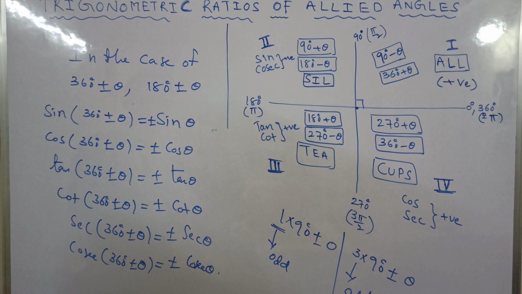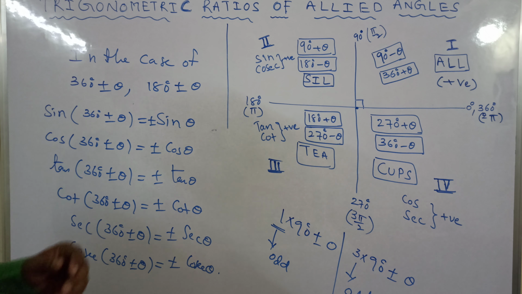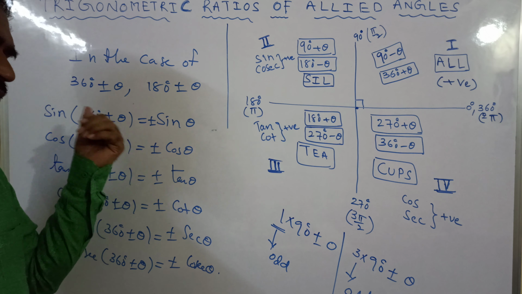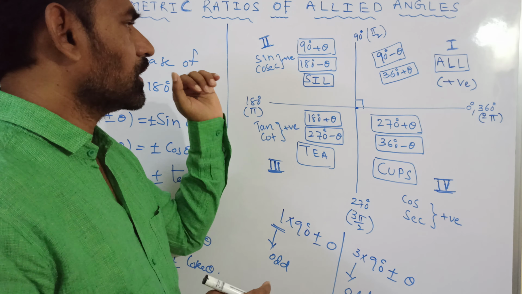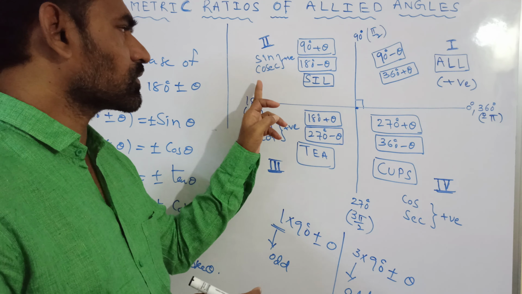Now one more important point: on the RHS we also have to decide the sign, whether it gets a plus sign or a minus sign. The sign depends on the quadrant in which the given angle lies. The given angle lies in which quadrant, that is important. For example, 90 plus theta is given. Where is 90 plus theta? In the second quadrant. In the second quadrant, what are the positive signs here? Sin and cosecant are positive, the remaining 4 are negative.